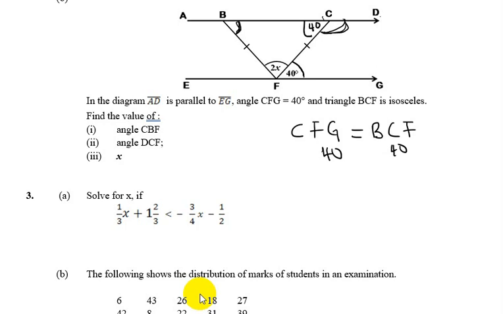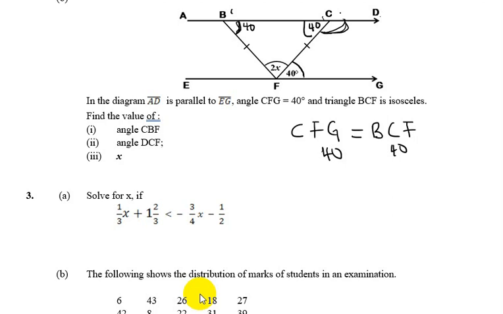Now let's take this triangle BCF. It's an isosceles triangle. So if this side is 40 and isosceles, the bases are equal. So if this side is 40, automatically here is also 40, right? Now to find the x, 40 plus 40 plus 2x will give us 180 because angles in a triangle. So we can find x from there.